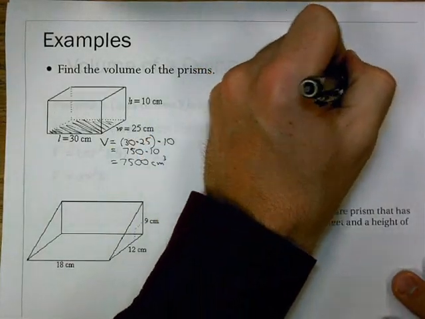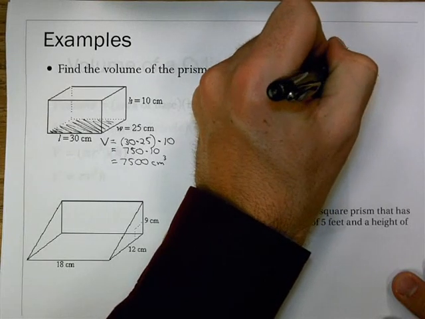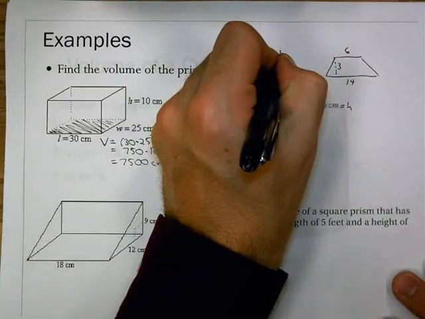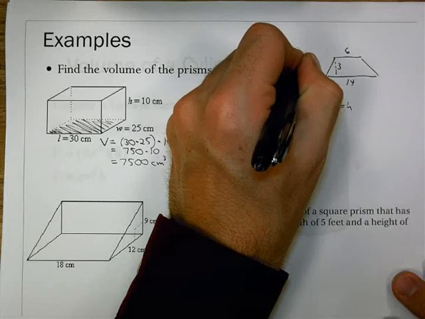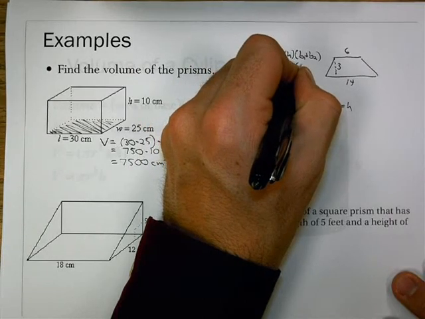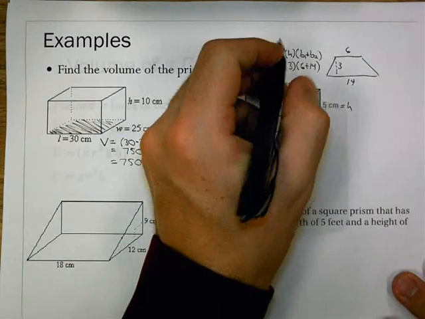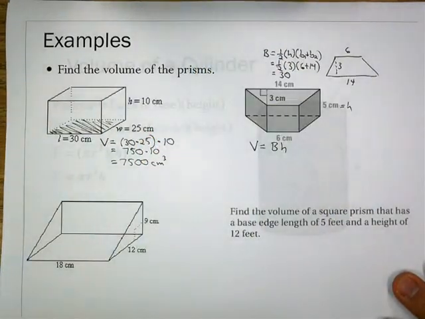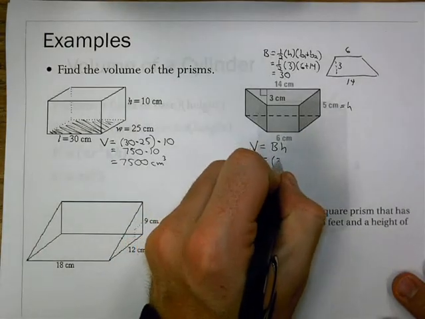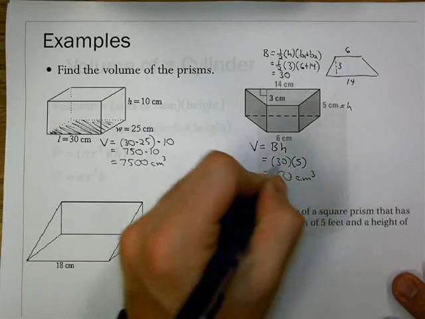If I draw the trapezoid off to the side here, I have 6, 14, and 3. I have to find that area separately. Now the area of a trapezoid is 1/2 the height times base 1 plus base 2, which is 1/2 times 3 times 6 plus 14. Well, 6 plus 14 is 20. Half of that is 10. So I would actually get 30 for my area of the base, the area of the trapezoid. So now I come down. It's 30 times 5, which gives me 150 centimeters cubed.